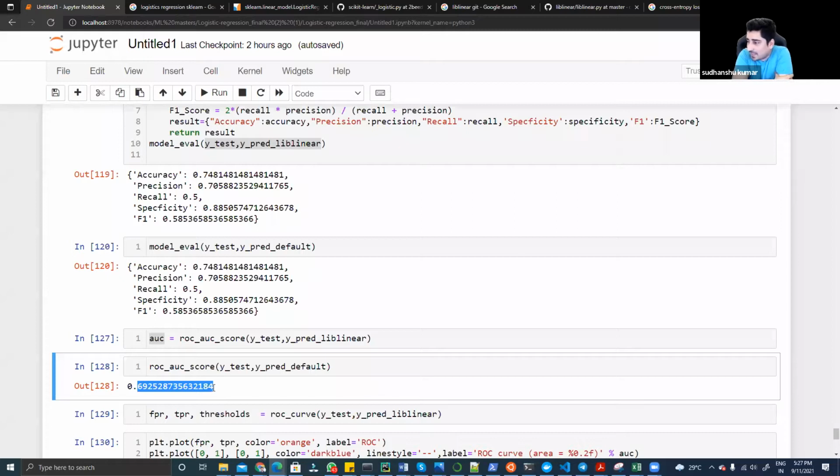Final model selection, AUC. See, if you are building multiple models, then that's the reason I have shown you liblinear as well as the default one. So I'll give you one task. If you're able to complete this task, you will be able to remember everything for the next 1 or 2 years. For sure.